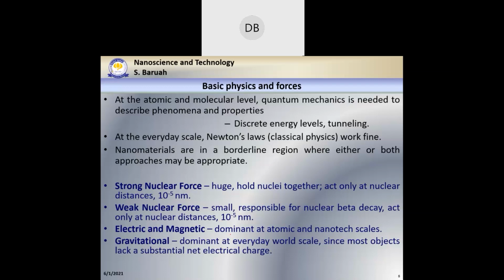Electric and magnetic properties are dominant at the atomic and nanotech scales. They're very, very dominant. Gravitational force is the other way around, dominant at the everyday world scale. That means at the macro scale, gravitation is dominant. Gravitation means the effect of gravity, you know. The Earth, as I told you, is like a magnet and it pulls everything towards its center. But if you go to the nanoscale, it becomes so small that gravity cannot have an effect on it. The gravitational force is given by mgh, where the mass is a big factor, and for nanometers the mass is so small that the gravitational effect becomes negligible.